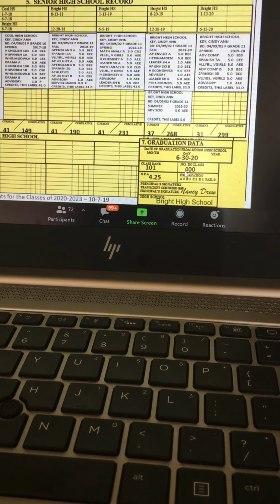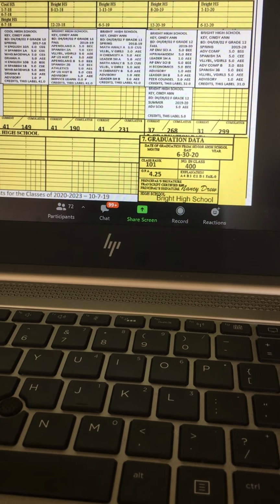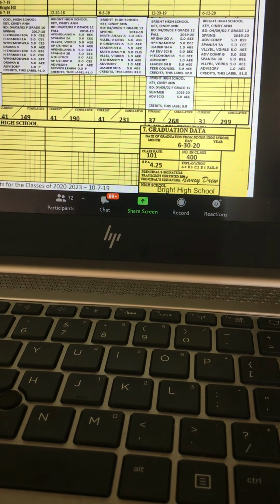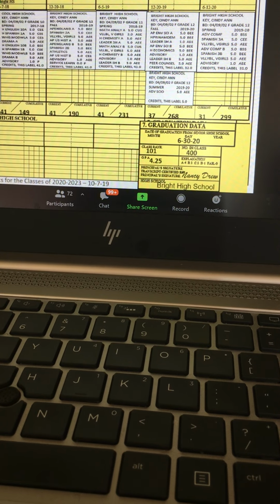But what if the student does not come back and bring us any missing credits? Then the student will be a non-graduate. We're going to see the non-graduate in the next couple of slides.